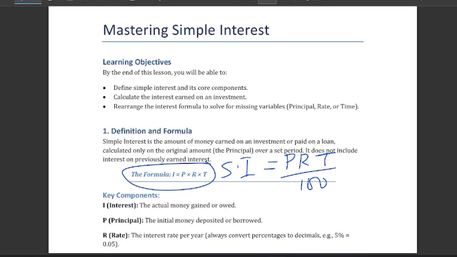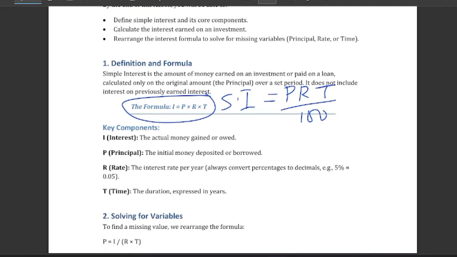So the I in the formula represents the interest, the actual money gained or owed. Then the principal is the money you borrowed or the money you deposited as an investment in a bank. I hope you are getting my point. For example, now you fix your money in a fixed deposit account. The money you fixed, let's say 1 million naira, that 1 million naira is the principal. That is the main money. And if you borrow money from the bank, the amount you borrowed is the principal.